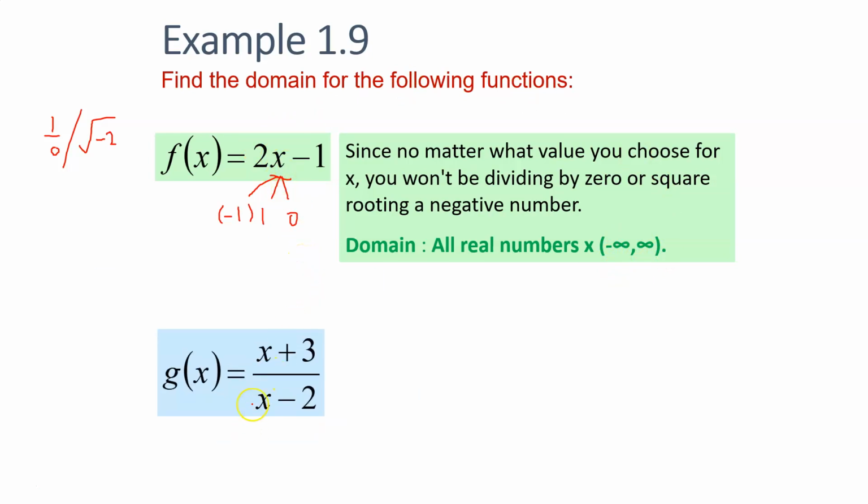And how about this? Gx equal to x plus 3 divided by x minus 2. Okay, this is where you can apply the rules just now, the illegals.